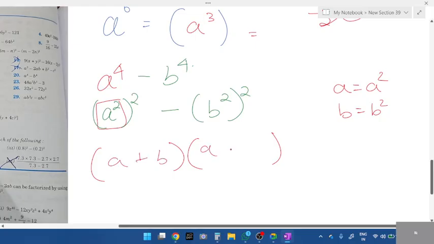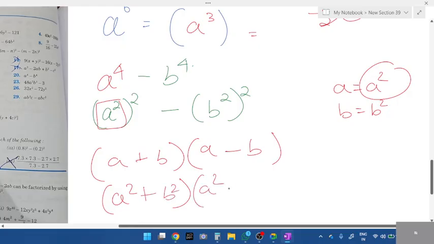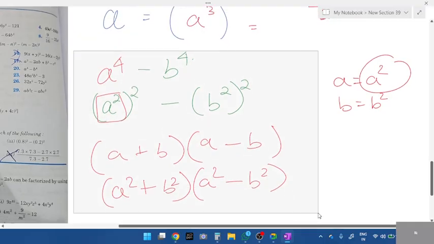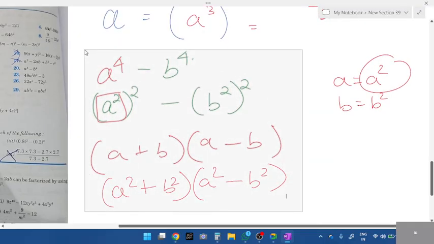A plus b into a minus b. What is a value here? A square plus b square into a square minus b square. Is this clear? Don't write it. Just have a look. Just go through what I've written.